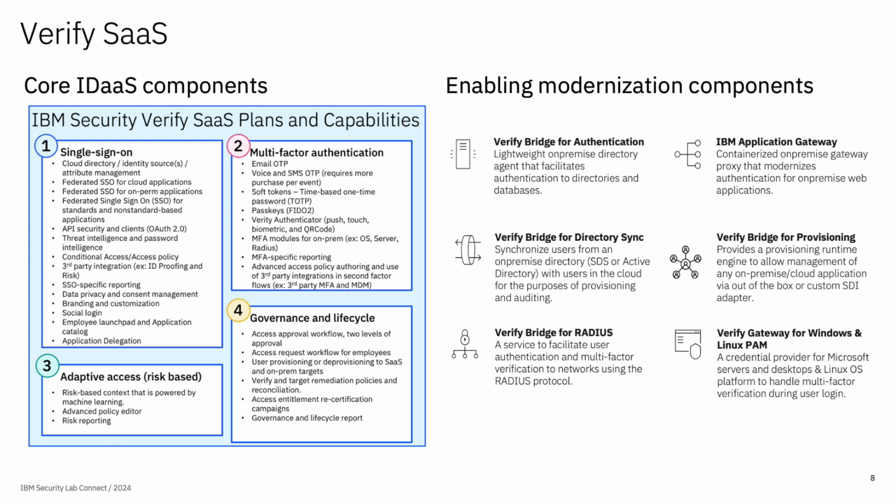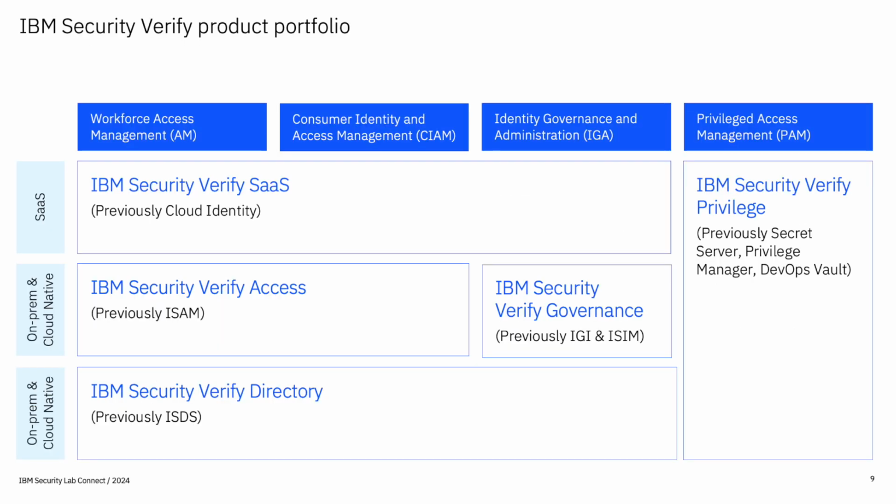Then we have directory sync, which is used to synchronize the user from on-premise directories, be it SDS or Active Directory, to ISV. So this slide shows the IBM Security Verify product portfolio, which starts from the IBM Security Verify directory, formerly known as ISDS.